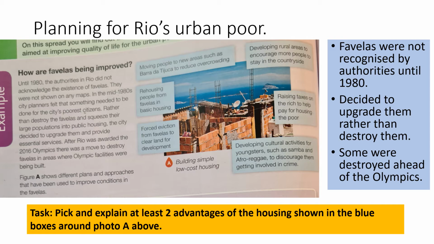What I want you to do now is the task at the bottom. So pick and explain at least 2 advantages of the housing shown in the blue boxes around photo A. So you can see the photo there. In the blue boxes, there are a number of different advantages shown. What I want you to do is to state them and also explain how would they help improve the quality of life of people who live there. So pause the video here and do that now.